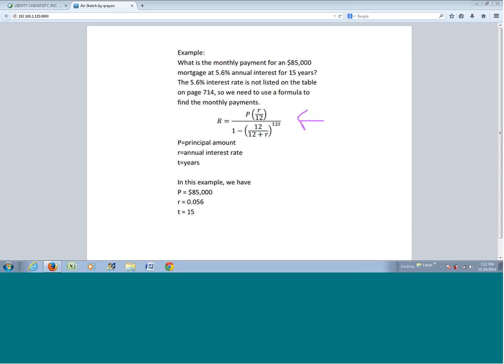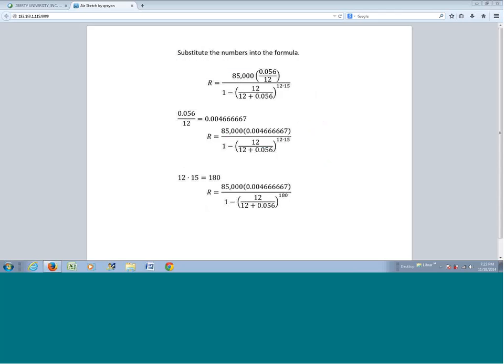So we need this monthly payment formula. P is still the principal amount. That's the amount that we started with. R is the annual interest rate. Again, this would be in decimal form. And then T is in years. So in this example, my P is 85,000, rate is 0.056, and T is 15 for the 15 years. So we're going to take these numbers and put them into the formula. So it looks like this.